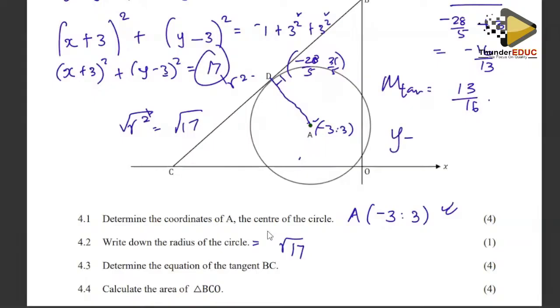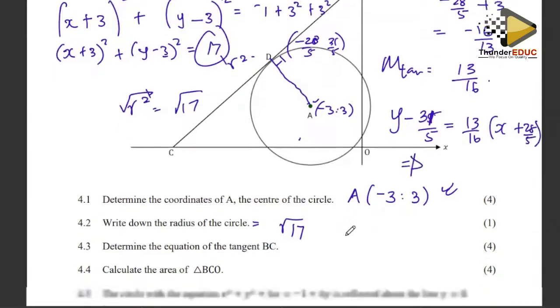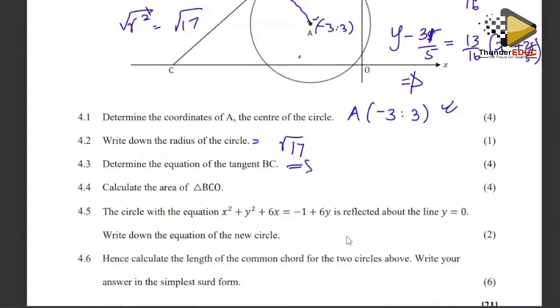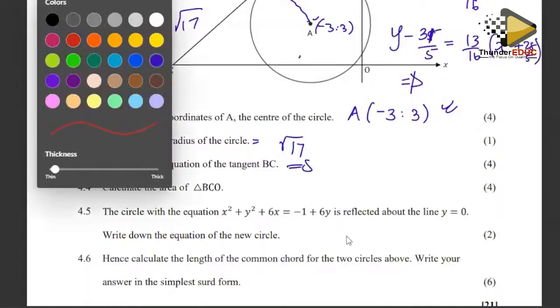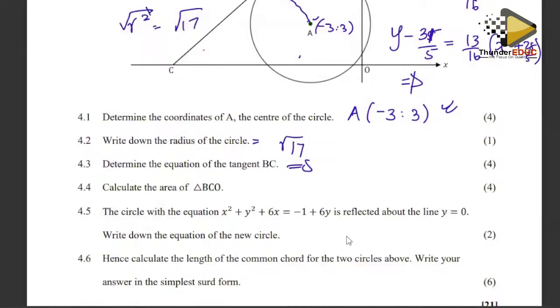Meaning that it's going to be y minus, no, it's 31 over 5 is equal to 13 over 16 into x minus minus, which is a plus 28 over 5. Open the brackets and collect the like terms. I don't know why this paper used fractions so much, but not a problem. Okay, so I'm getting C as 43 over 4, meaning that the equation is going to be y = 13 over 16 x plus 43 over 4. So that is what we get.